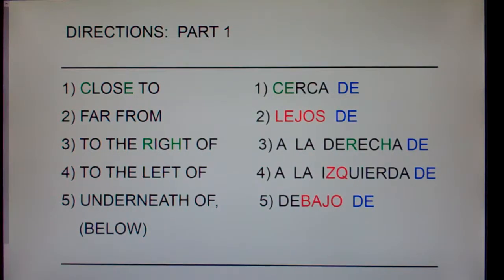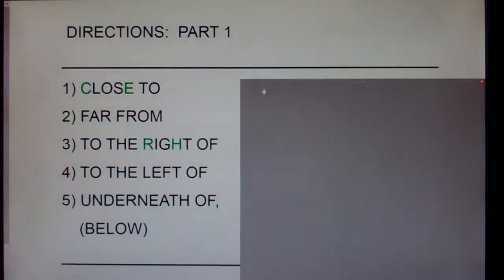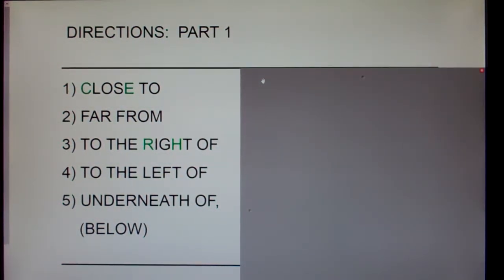All right. Let's do a post quiz. I'm going to cover up the Spanish. I'd like you guys to look at the English, and I'd like you to say the Spanish equivalents out loud, or even better, look at these 5 English directions and write the Spanish equivalents down on a piece of paper. This has been Directions Part 1.